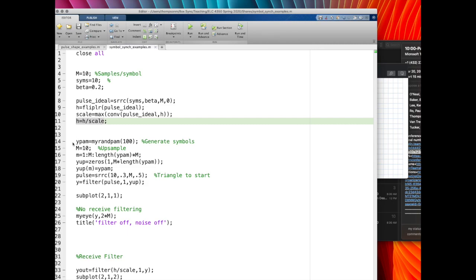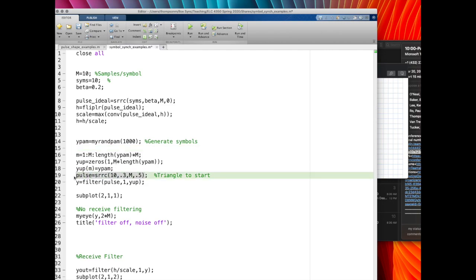So our usual steps: generate some PAM signals. Let's make 1,000 symbols to make the plot look a little more dense. We know our upsample factor. I don't need that again, so I'm going to delete it. We generate the pulse.